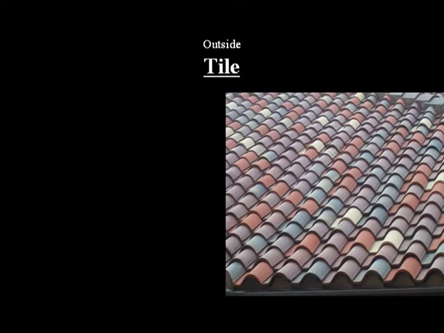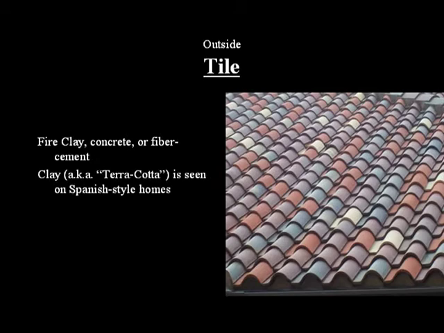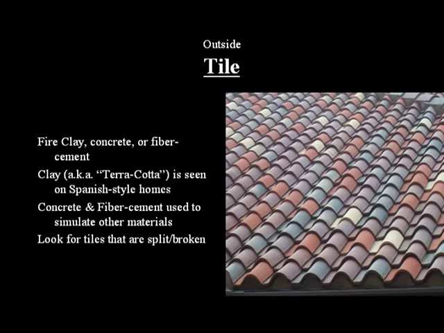Tile roofing has also been around for many, many years. The modern versions of this are made with fire clay, concrete, or fiber cement. Clay tiles are known as terracotta style roofing and are typically found on Spanish style homes. Concrete and fiber cement tiles are usually molded into simulating other materials such as slate. When observing your roof, look for split or broken tiles.